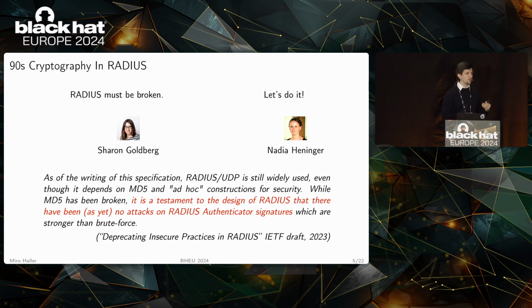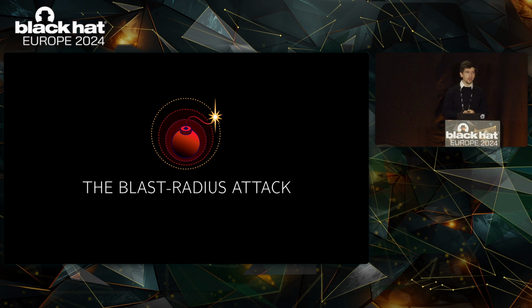But at this point, I would like to emphasize that it's by far not trivial to break Radius just with MD5 collisions. In fact, the IETF working group that was designing Radius was aware that MD5 is broken. However, they thought that it is a testament to the design of Radius that there have been, as yet, no attacks on the Radius authentication signature. So in other words, they thought that because no one could figure out how to use MD5 collisions to break Radius, Radius is secure. In the next section of this talk, I will explain how to use MD5 collisions to break Radius.